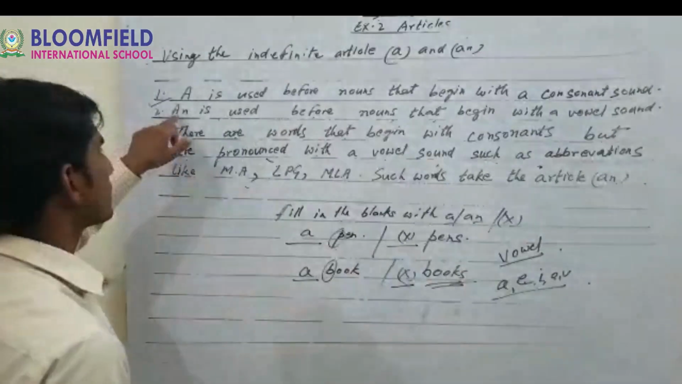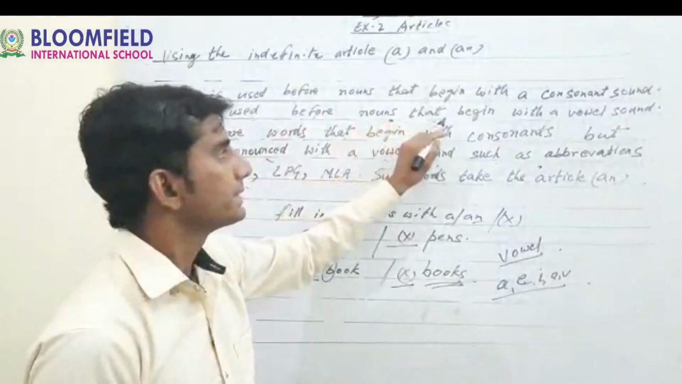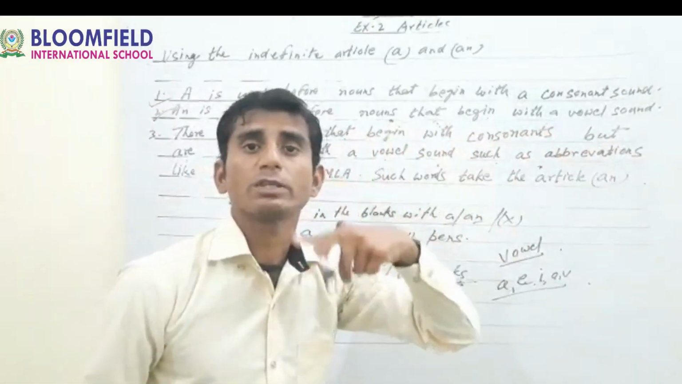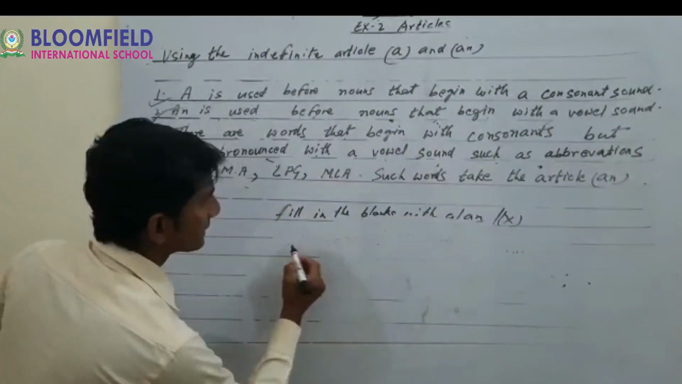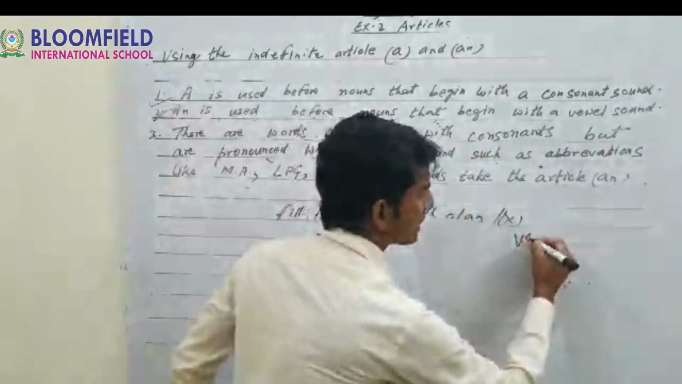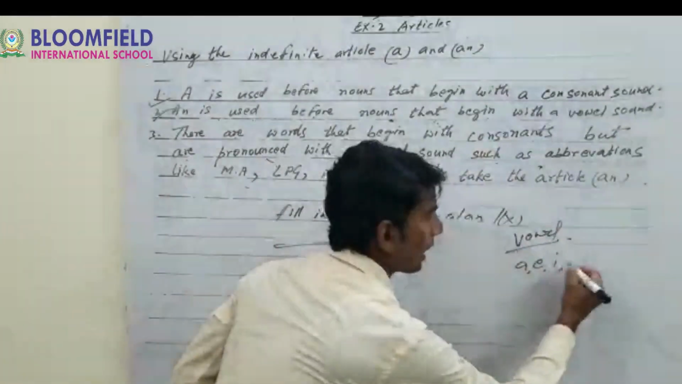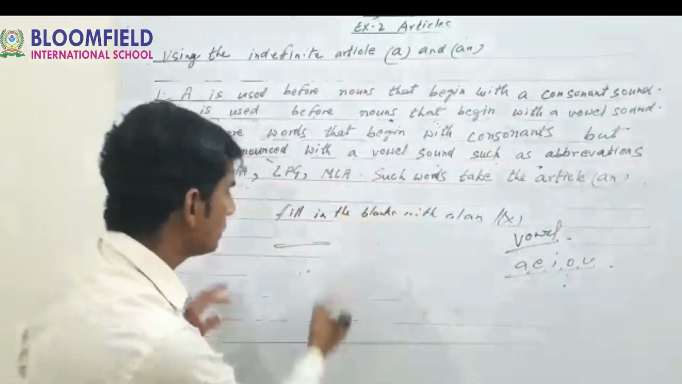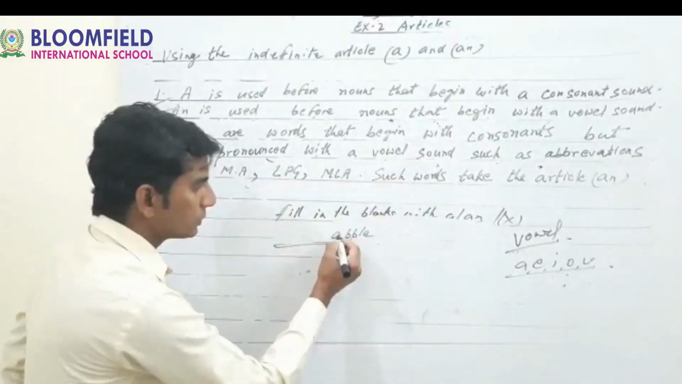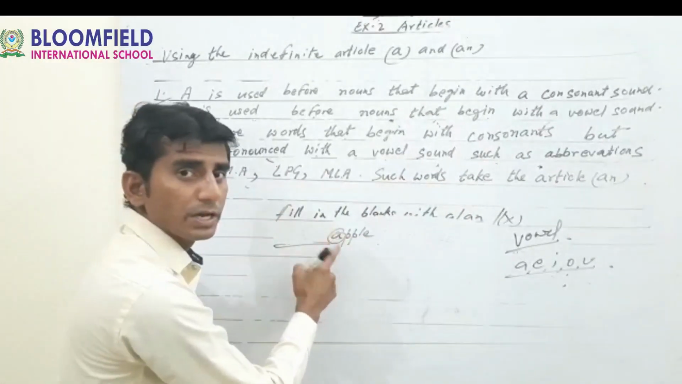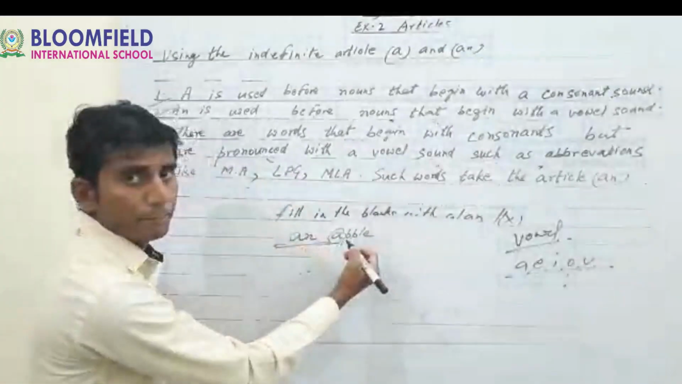Okay, come back here. An is used before nouns that begin with a vowel sound. See then, dash. How many vowels are there? I told you vowels are 5: A, E, I, O, U. These are the vowels here. Dash apple, A-P-P-L-E. See the first letter: it is a vowel sound. So, an apple.